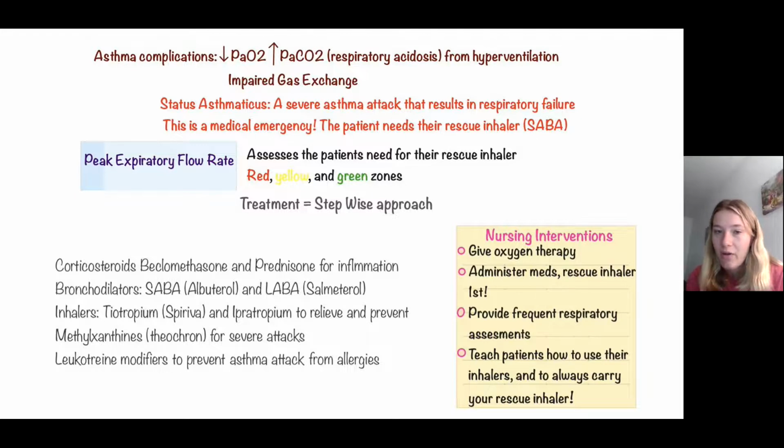So in an emergency, we follow our ABCs. We want to give them the oxygen therapy. We want to administer meds, frequently assess them. Don't just give them their SABA and walk away. Stay with the patient, and then teach them always carry your rescue inhaler.